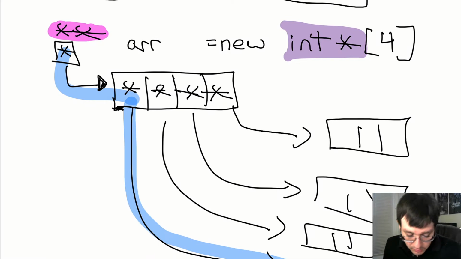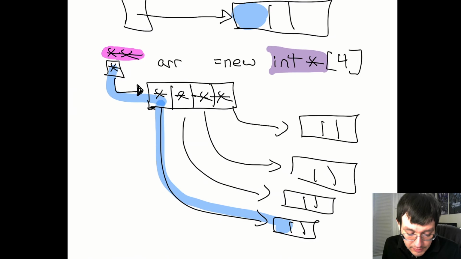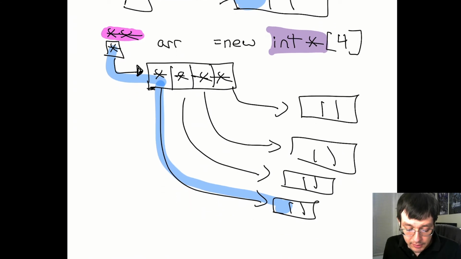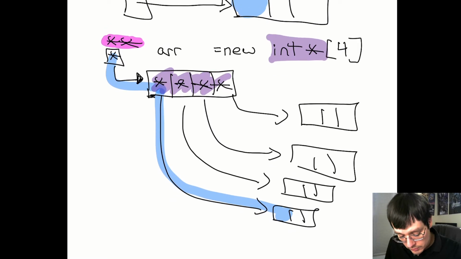Okay, so with this said, I am going to go ahead and allocate this array here. And then to allocate the subarrays, I'm just going to use the other syntax, which is new.